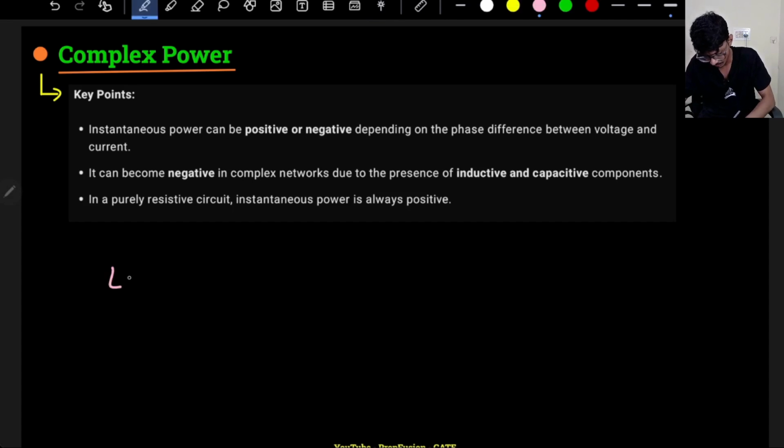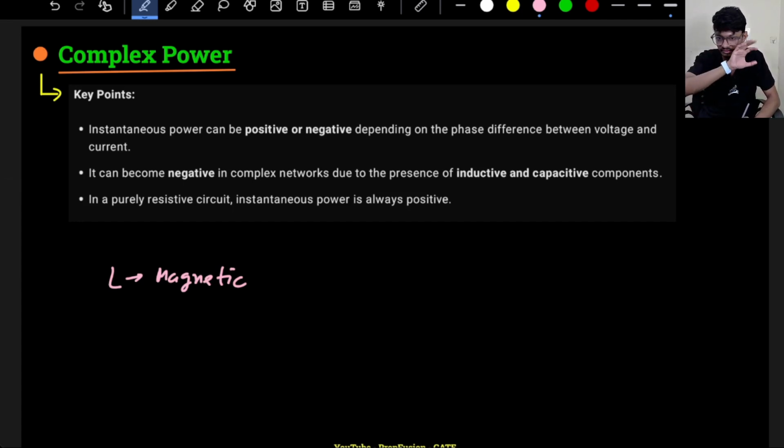So L helps in generating magnetic flux, and magnetic flux, trust me, is a beautiful little thing, because with magnetic flux everything is made. Your fan, any rotating parts you see nearby your home or any place, it is mainly due to the inductor. Because the inductor generates magnetic flux, through which we are able to generate rotational motion.